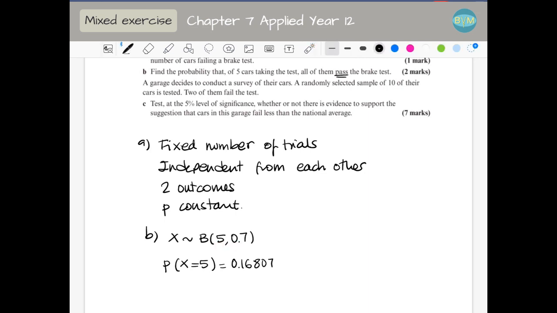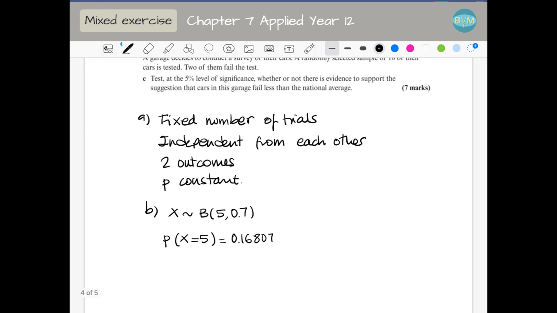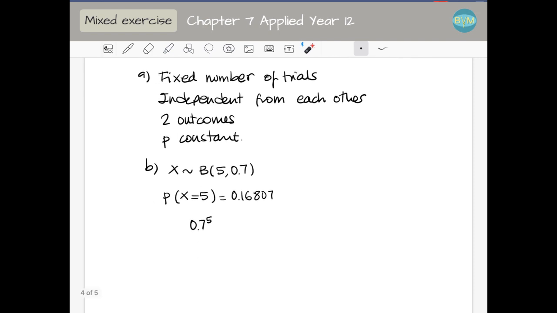Or another way of doing the question is just 0.7 to the power of 5, because the first car passed the test, which is 0.7, and the second and the third one, and so on. So I have 5 cars that pass the test, so I'm going to multiply the probabilities. That's another way, and you get the same answer.